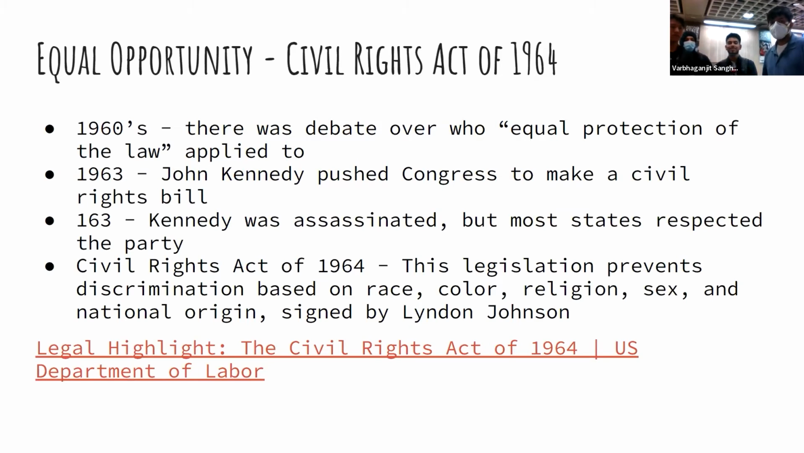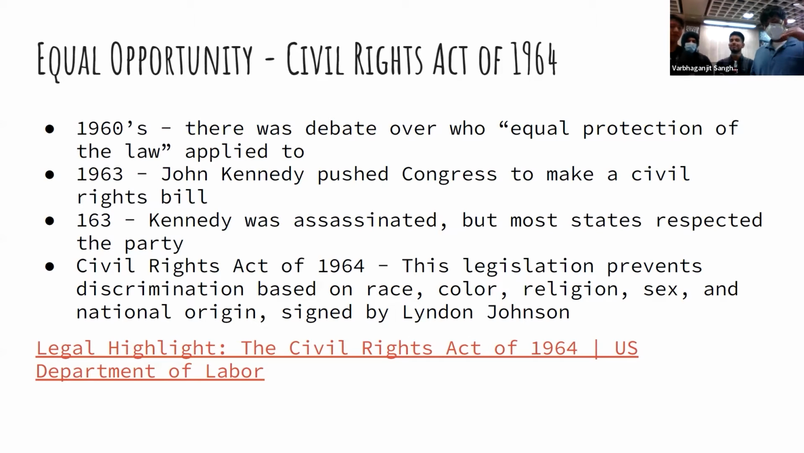Okay. So, for equal opportunity, the Civil Rights Act of 1964. In the 1960s, there was debate over who equal protection of the law applied to. And in 1963, John Kennedy wanted to clarify this, so he pushed Congress to make a civil rights bill to make it properly equal. Kennedy was unfortunately assassinated, but most states did respect the idea that the same party should control power over the executive branch. So the next slide should cover that.